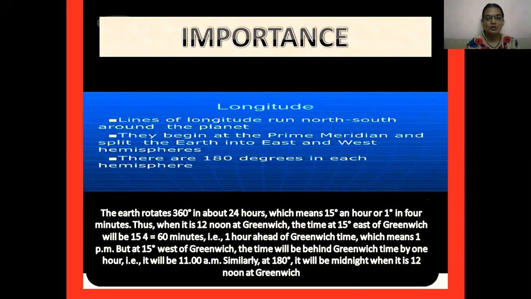Thus, when it is 12 noon at Greenwich, the time at 15 degrees east of Greenwich will be 1 p.m., that equals 15 into 4, 60 minutes, meaning 1 hour ahead of Greenwich time. But at 15 degrees west of Greenwich, the time will be behind by 1 hour, so it will be 11 a.m. Similarly, at 180 degrees, it will be midnight when it is 12 noon at Greenwich. So, see, longitude helps to locate the time and the place also. So longitude is useful in locating the time, students.